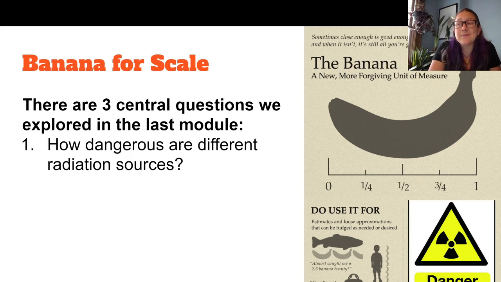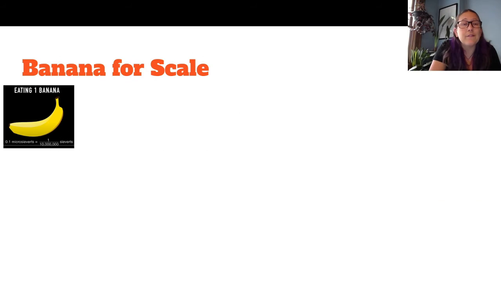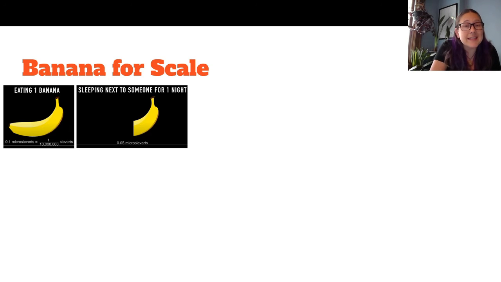The reason bananas are radioactive is because they contain an unstable isotope of potassium, potassium-40. Each banana contains just a trace amount of potassium-40, but it's actually enough to make it a useful measure of how much radiation different sources produce. It turns out that just living your life means that you're exposed to radiation all the time, just like when you eat a banana. For example, we saw from the video that sleeping next to someone for one night means you're exposed to about half a banana worth of radiation, or about 0.05 microsieverts of radiation.